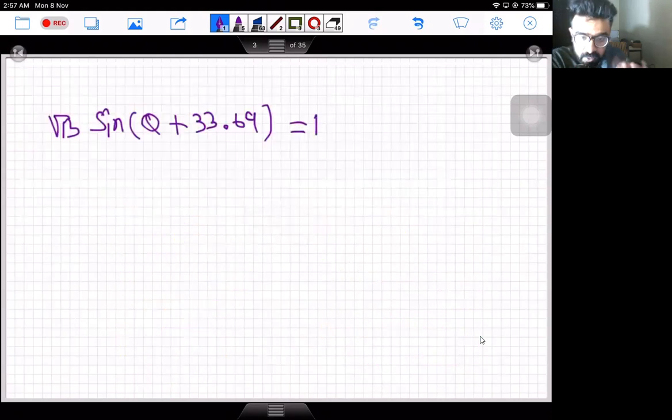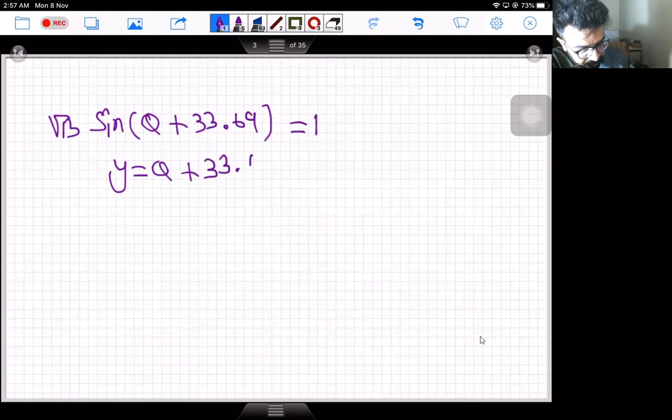So now let's make the question easier for ourselves. Let's take a substitution. Let's say y is equal to theta plus 33.69.